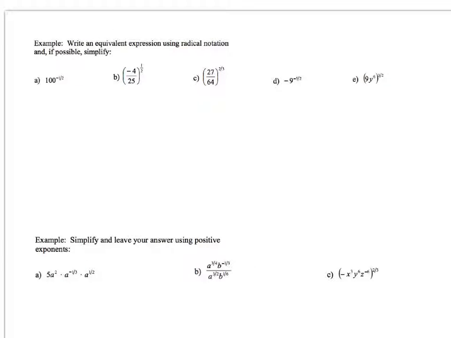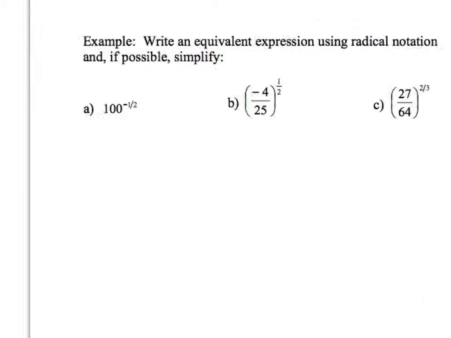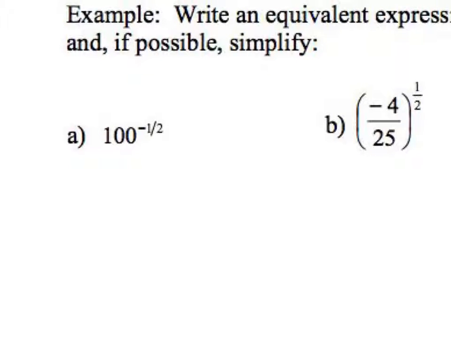All right, so on this first set of examples, what I want to do is write equivalent expressions using radical notation and, if possible, simplify. Okay, so what I want to do is this. I'm going to take 100 to the negative 1/2 power, and I'm going to rewrite this as the square root of 100 to the negative 1 power.